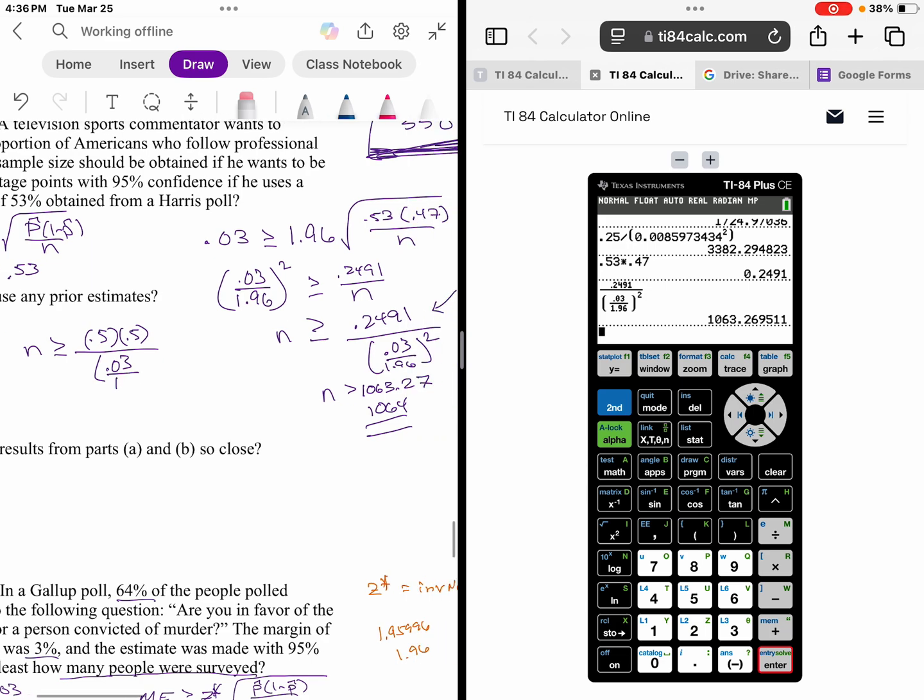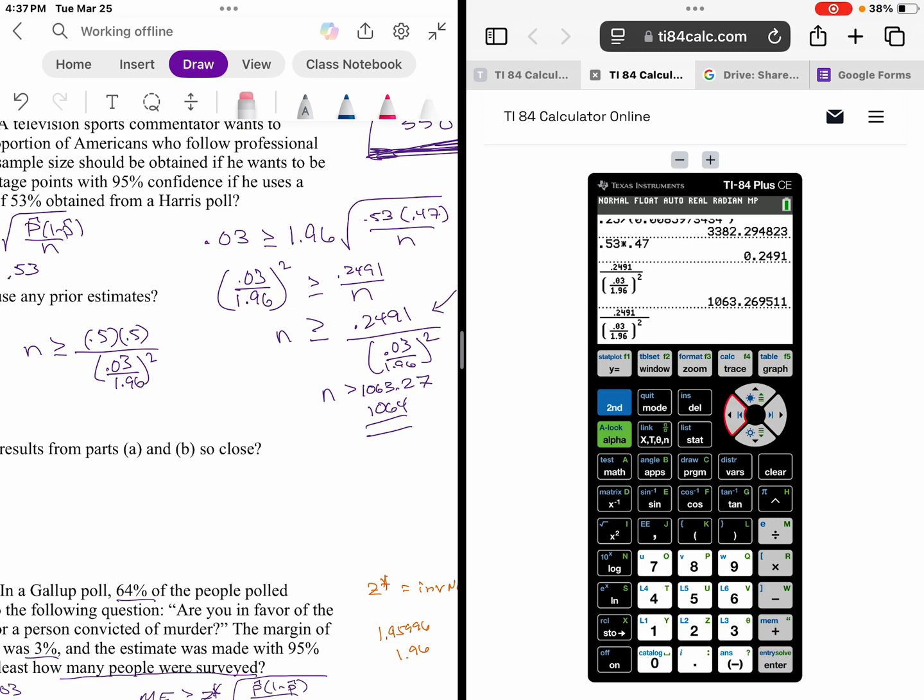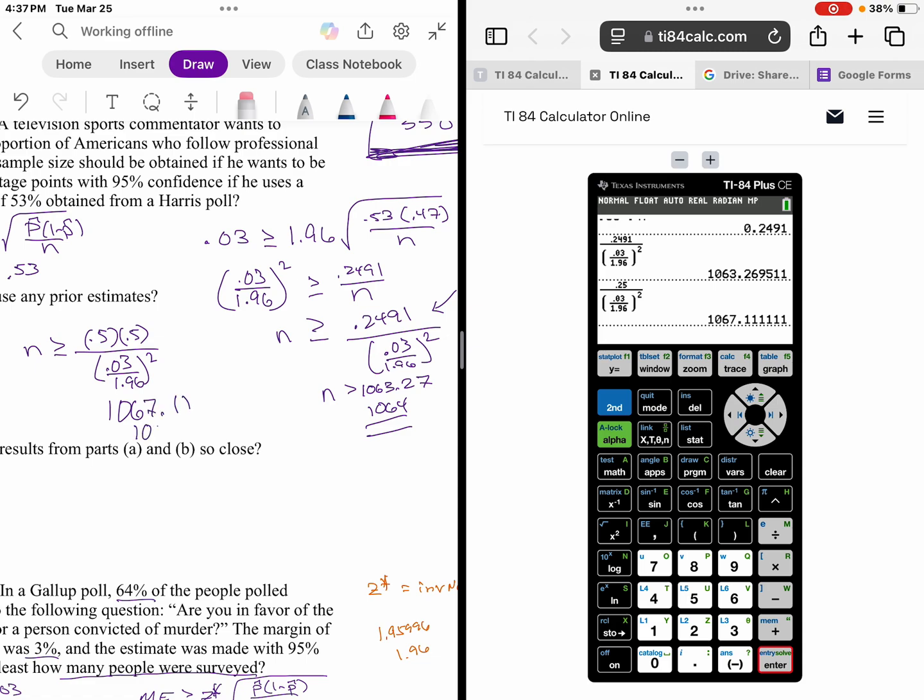And 1.96 quantity squared. So I'm going to go back on the calculator here, and I'm going to tell it to take the last formula that I did, and I'm going to arrow up and change that to be 0.5 times 0.5, which is 0.25. So I'm just going to change that to be 0.25 on top. Go ahead and hit enter, and I get 1067.11. We would say 1068 is what we would say.